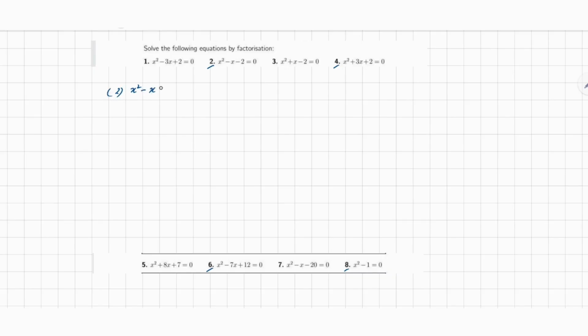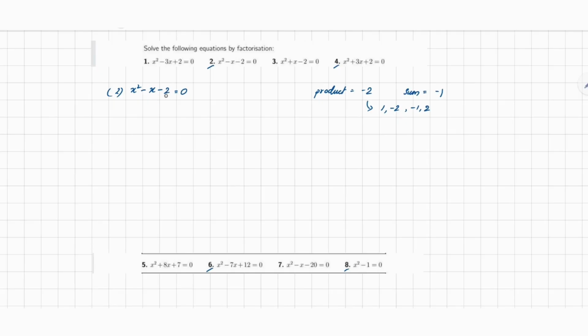We have x squared minus x minus 2 equals 0. We can solve this by splitting the middle term. Here the product should be minus 2, and the sum is minus 1, which is the coefficient of x. The factors of minus 2 are 1 and minus 2, and we have minus 1 and 2.